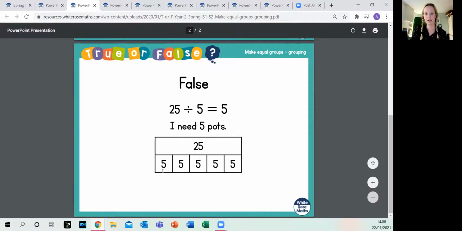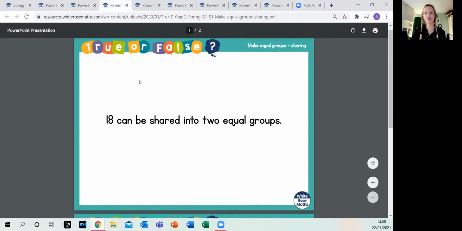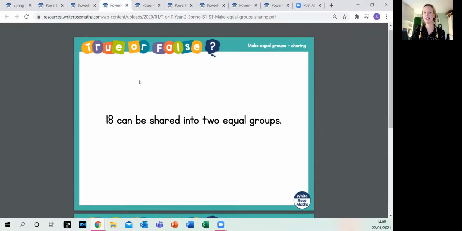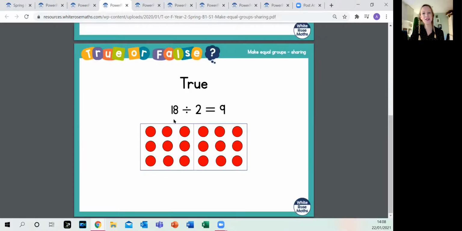And you can see here from this bar model, 5 goes into 25 5 times. Well done if you got false for that one. Question 3. 18 can be shared into 2 equal groups. True or false? True. There's our 18 counters, and they've been shared into 2 groups, and there are 9 in each group. That is equal. The same amount in both groups. So 18 divided by 2 equals 9.